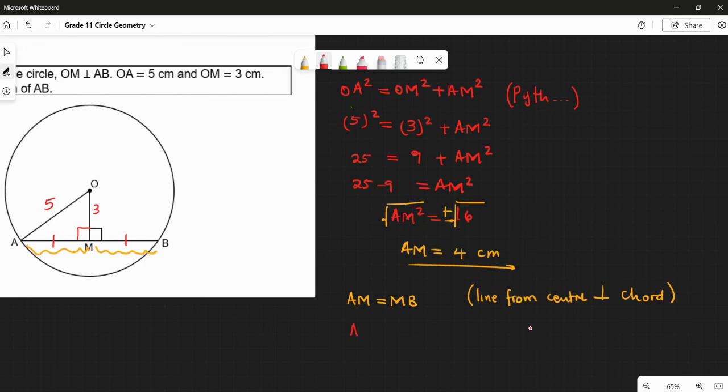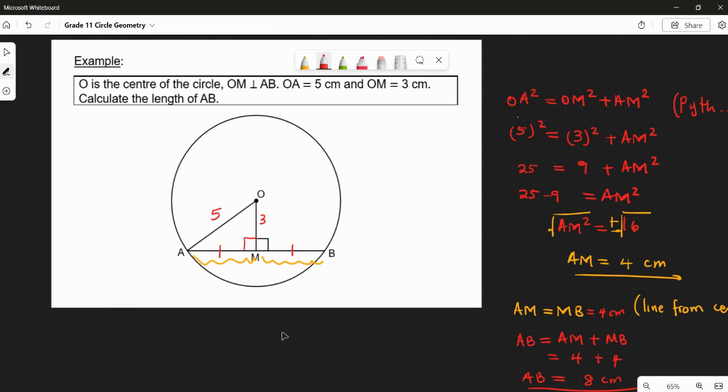Therefore the length of AB is the sum of AM plus the sum of what? MB. So what is AM? We learned that it is 4. And we also learned that MB is also equal to AM. So therefore 4 plus 4 gives us 8 centimeters. So the length of AB is therefore 8 centimeters. That is how we apply the theorem there.